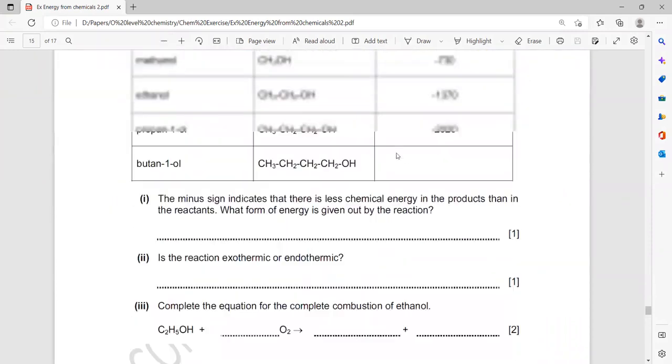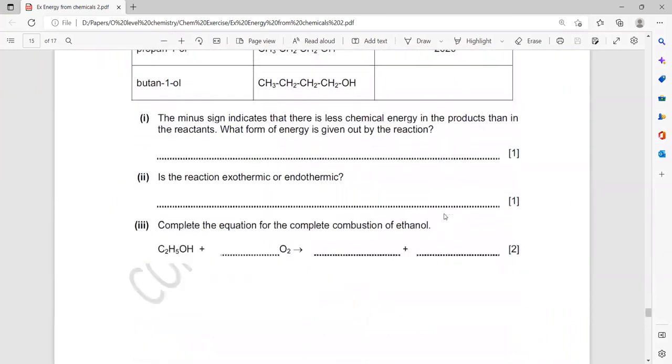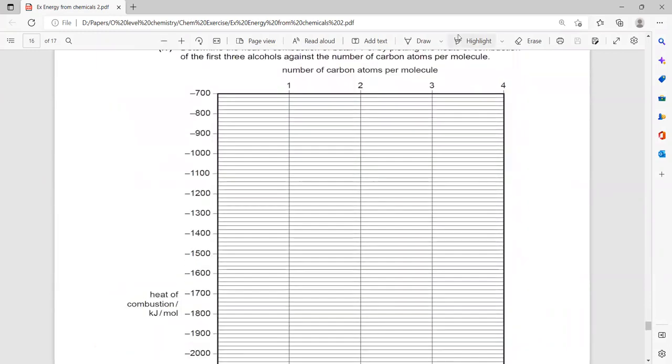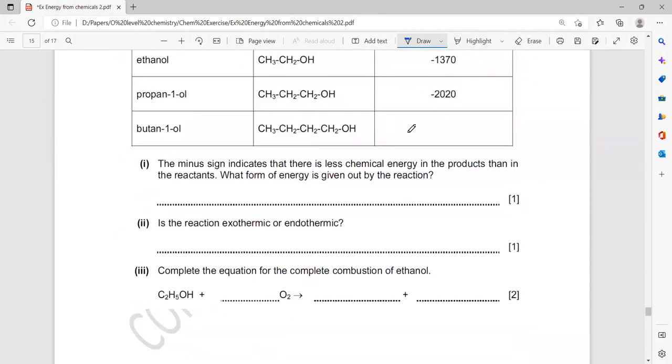So the first one is minus 730. Where should I have minus 730? This is 720, this is 740. So between them will be minus 730.